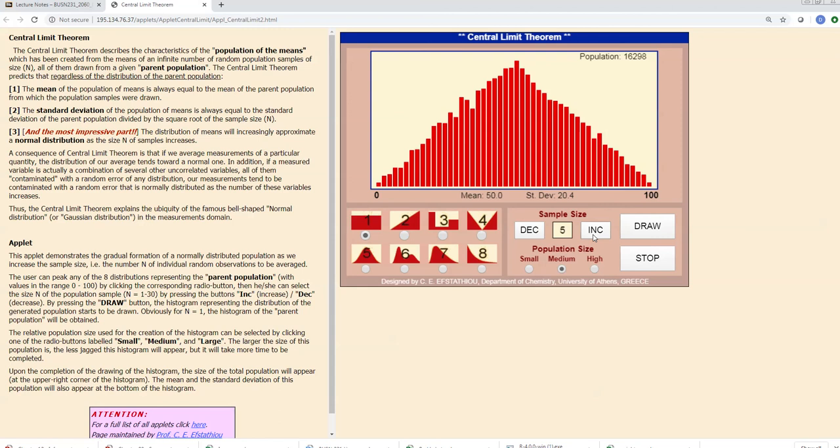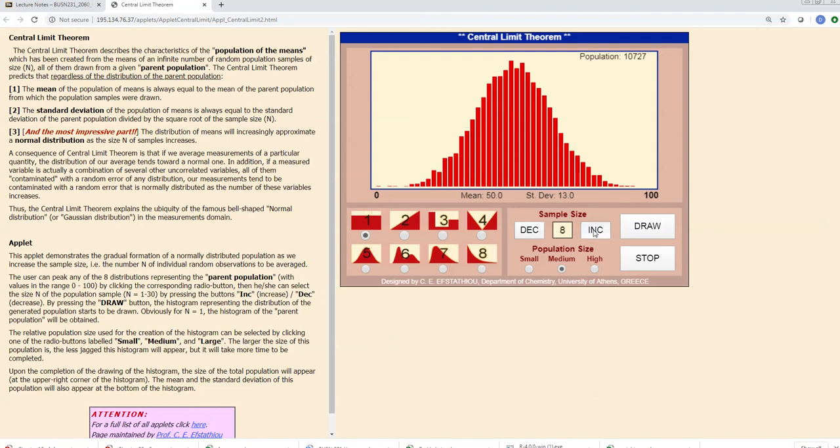Okay, so let's go up to five. Now I'm getting five numbers from anywhere between 0 and 100. Let's see what happens. But I need to note that the mean is 50 and sigma is 20.4. All right, so the mean is still 50. Standard deviation is 13 now. It went down. And the shape starts to look like what? Surprise, surprise. It's a normal distribution, right?